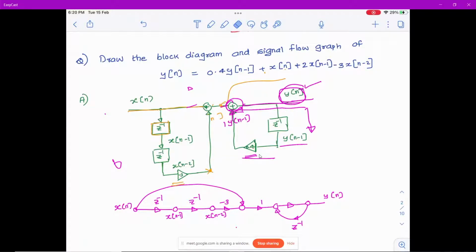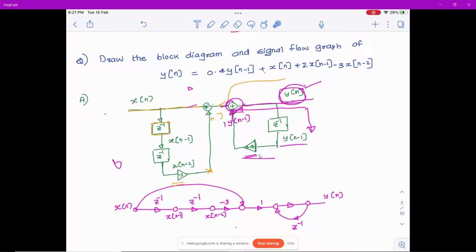Okay, so if you look at this signal flow, x of n minus 1 comes here and goes down. There is a delay of z raised to minus 1, which will give me x of n minus 1. Okay, and there is a delay here, which will give me x of n minus 2.